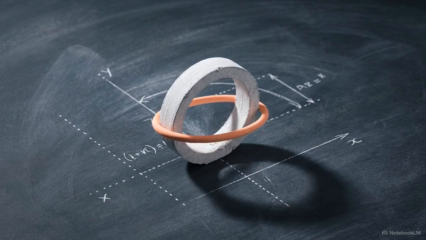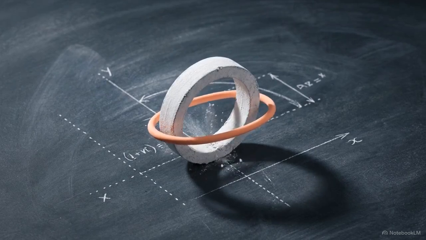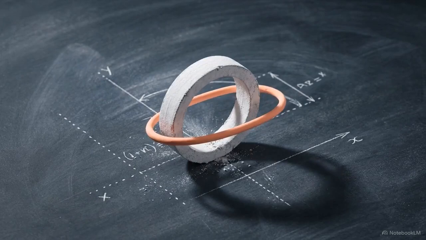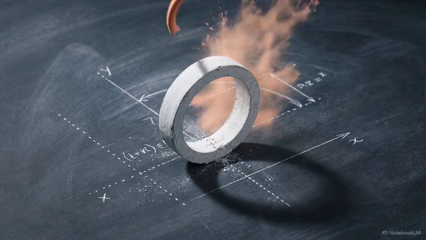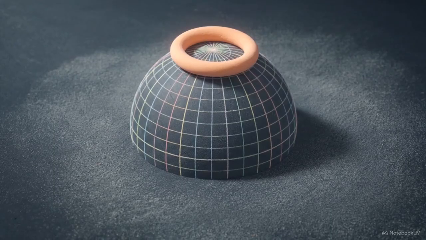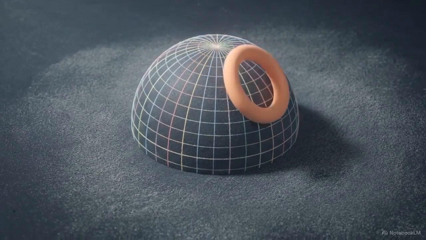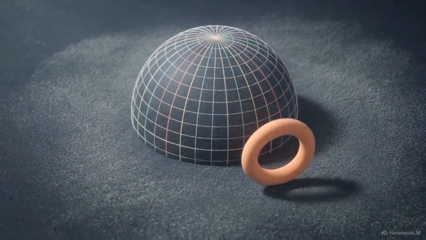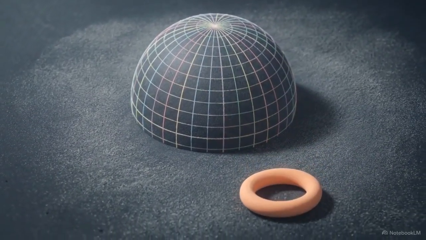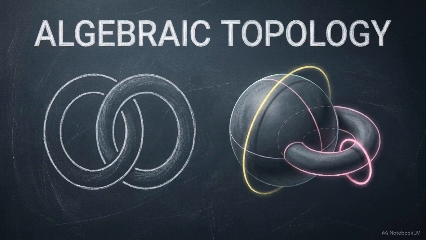Take a flexible, closed loop and try to pull it off a one-dimensional ring. It remains completely trapped. But take that exact same loop and place it on the surface of a three-dimensional sphere, and it slides off without resistance. Understanding why these shapes behave differently is a core objective of algebraic topology.